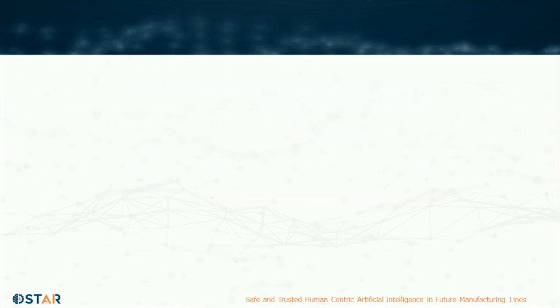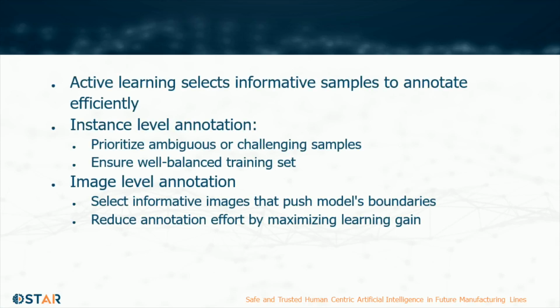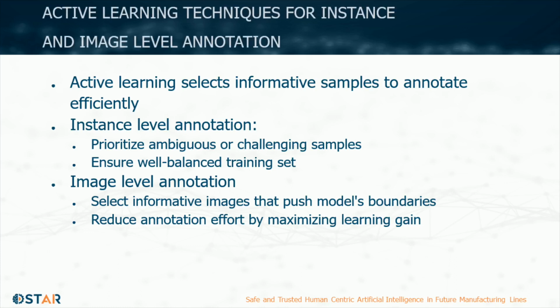5. Active learning techniques for instance and image-level annotation. In the context of active learning techniques for object classification, both instance and image-level annotation can be used strategically to improve the efficiency of the annotation process. Active learning involves iteratively selecting the most informative samples to annotate, reducing the annotation effort required while ensuring the model's accuracy. For instance-level annotation, active learning methods can prioritize the selection of images or instances that are particularly ambiguous or challenging. By annotating these samples, the model can learn to handle difficult scenarios effectively.